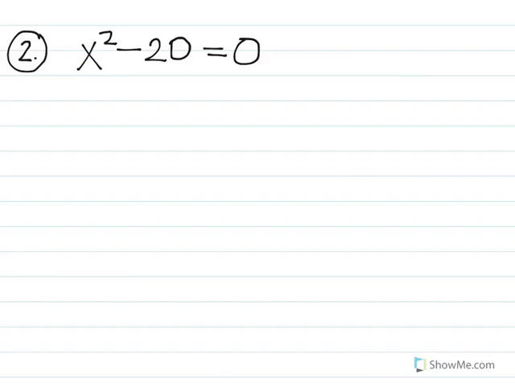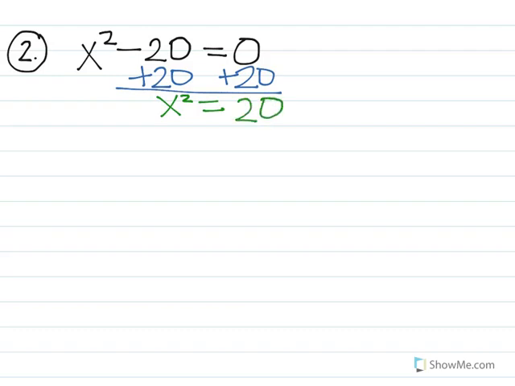Okay, example 2. x squared minus 20 equals 0. So again, we need to isolate our x squared term. So we're going to add 20 to both sides of our equation. And we'll be left with x squared equals 20. And you might have picked up already that you should then take the square root of both sides to get that x squared down to just regular x.